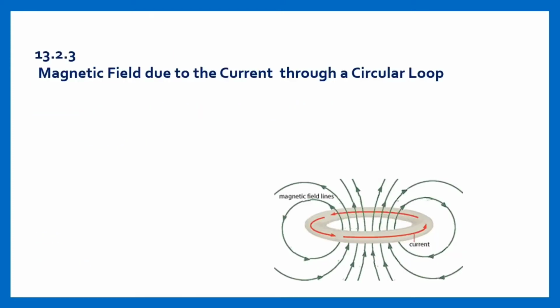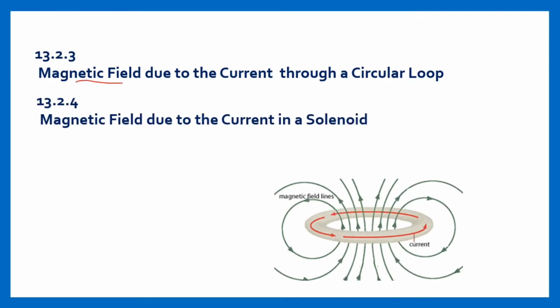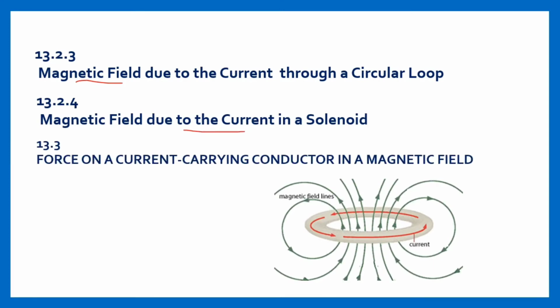In this part, we'll study magnetic field due to the current through a circular loop. Then our second point will be magnetic field due to the current in a solenoid. And our last topic of today's discussion will be force on a current carrying conductor in a magnetic field.